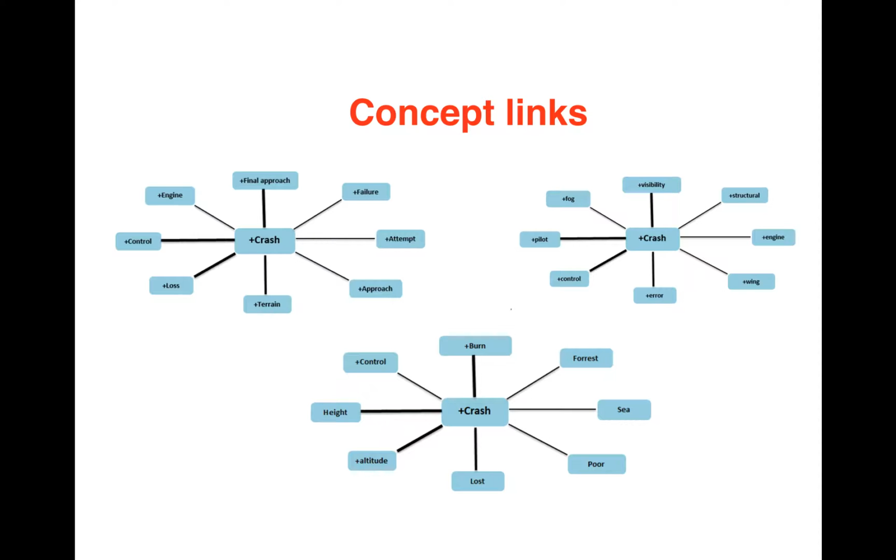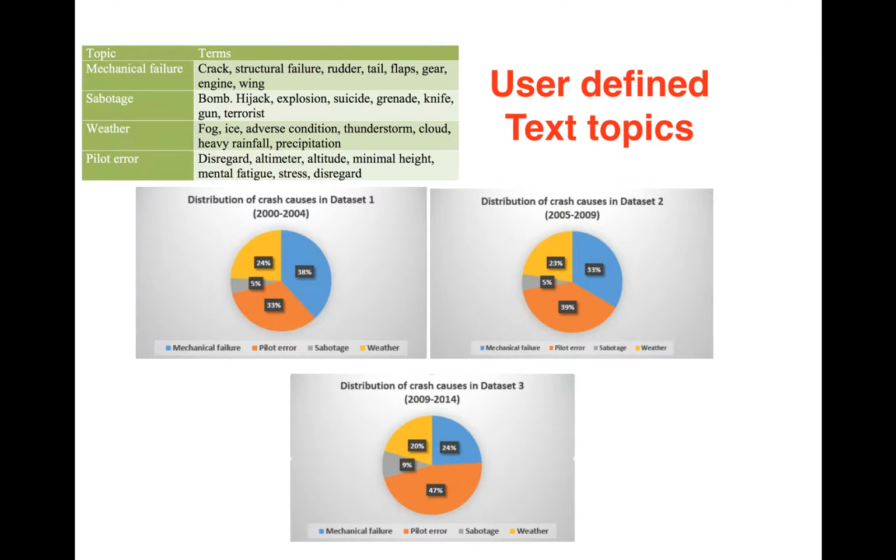In the first dataset, in the left corner, words like final approach and control co-occur with the word crash on a relatively high basis. In the second dataset, in the right corner, words like control, visibility and error co-occur with crash. In the third dataset, at the bottom, words like height, altitude, control, burns co-occur with crash.